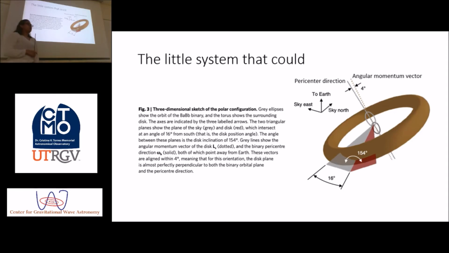Sorry, I'm confused. I'm not sure I understand. So you had two shades of gray, right, for the ellipses. So one represents?